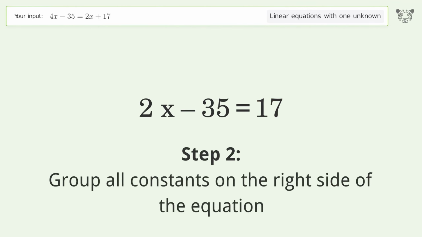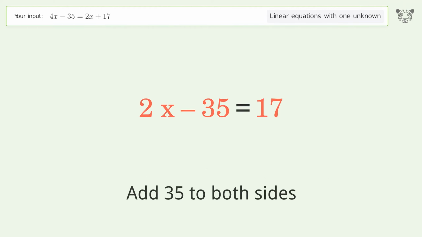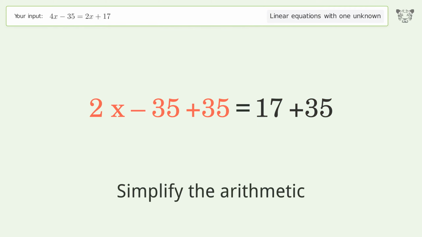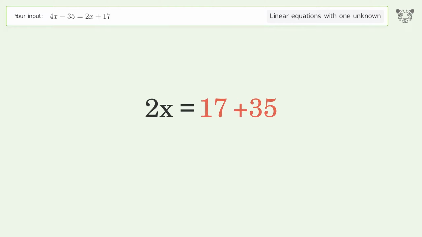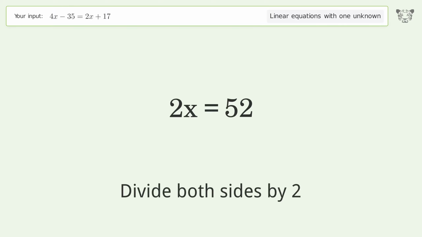Group all constants on the right side of the equation. Add 35 to both sides. Simplify the arithmetic. Isolate the x. Divide both sides by 2.